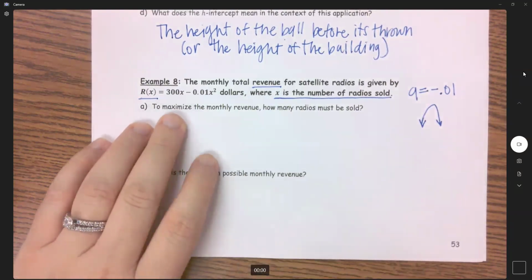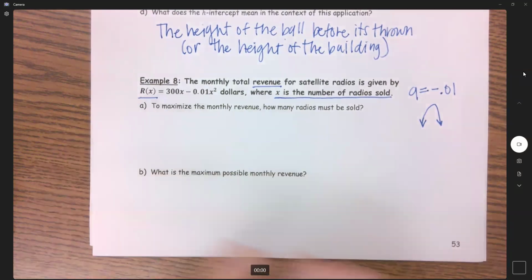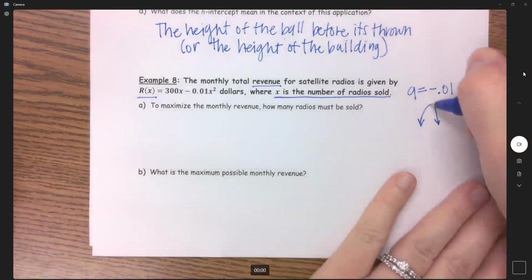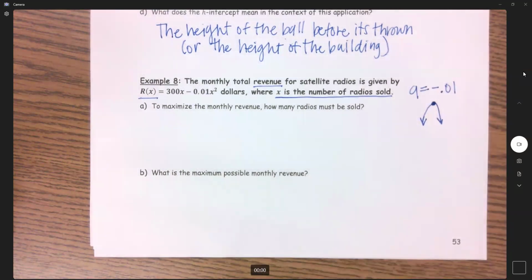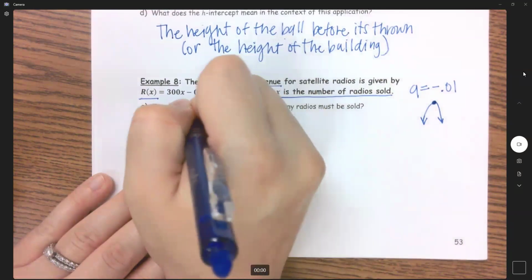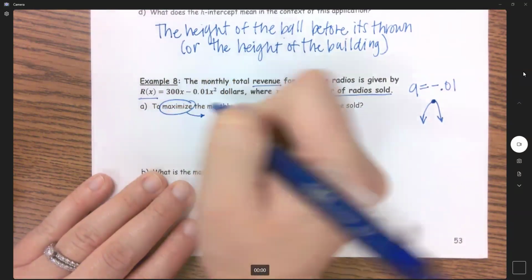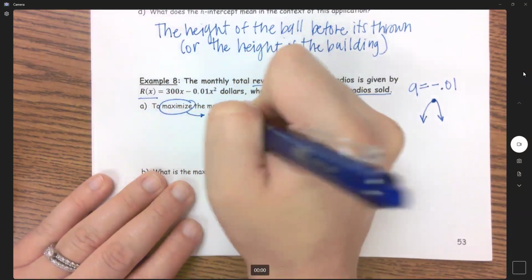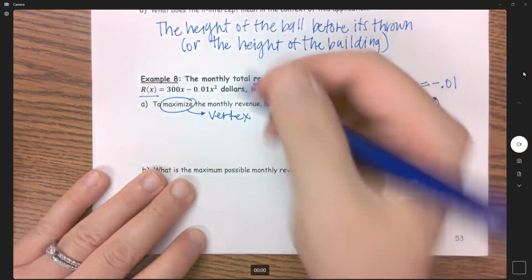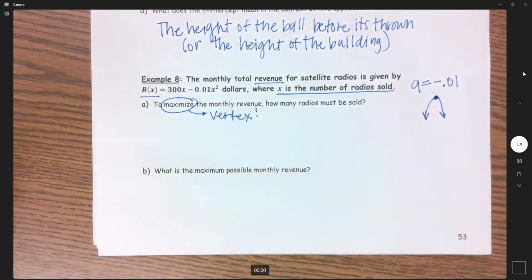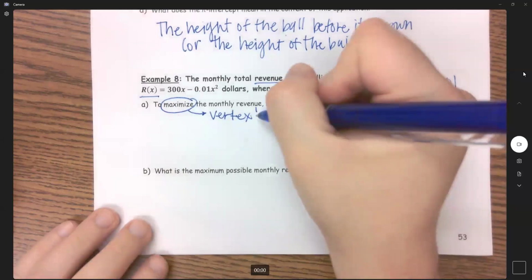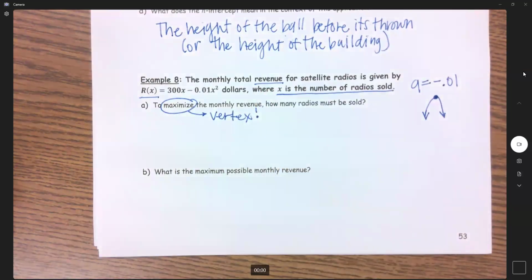Now, if it wants us to maximize the monthly revenue, what would be the top of this graph right here? What vocabulary do we have for parabolas? When it wants the maximum, it is essentially asking for the vertex. Okay, so with these application problems, they're not going to just say, find the vertex of this. You have to understand what the graph kind of looks like and understand these key words that it's asking for: vertex.